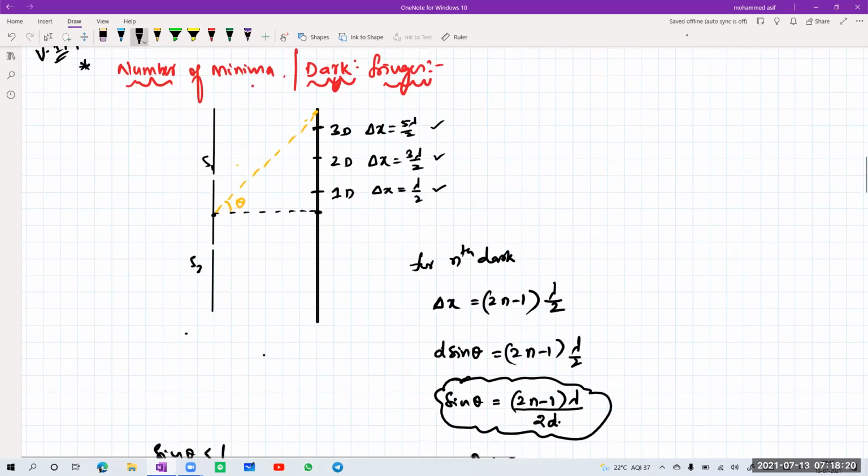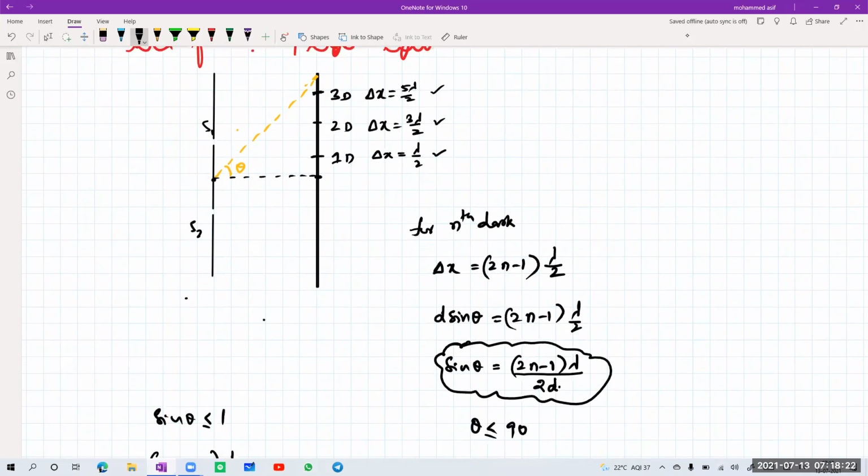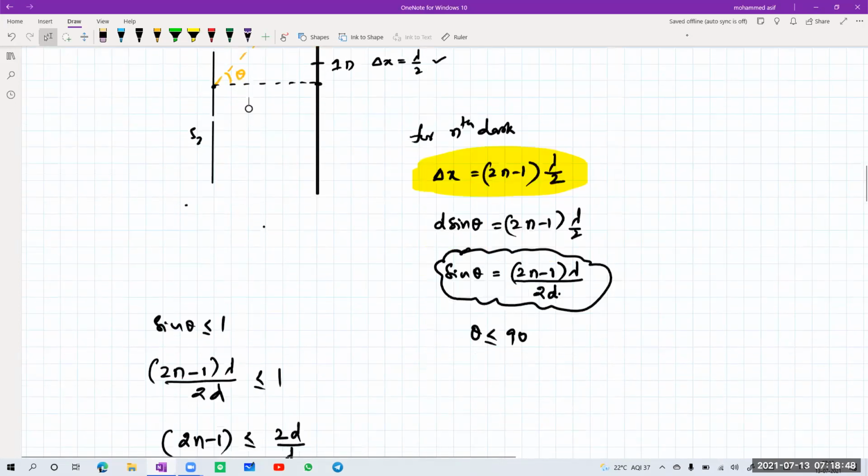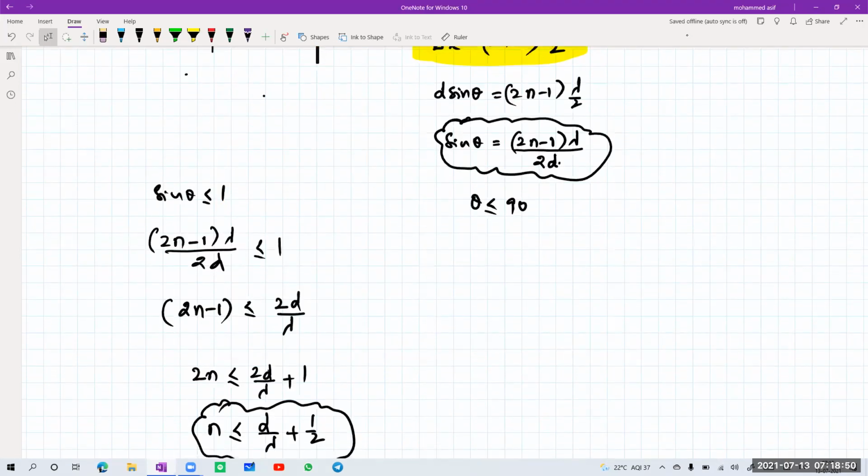So for the nth dark, we have the formula delta x is equal to (2n minus 1) into lambda by 2. Path difference formula, you know, it is d sine theta. So sine theta is equal to how much for me? (2n minus 1) into lambda divided by 2d. Theta must be lesser than or equal to 90, because to get to infinity, theta will become 90 degrees, and then we can't see it. So in order to see the maxima, theta should be lesser than or equal to 90 degrees.